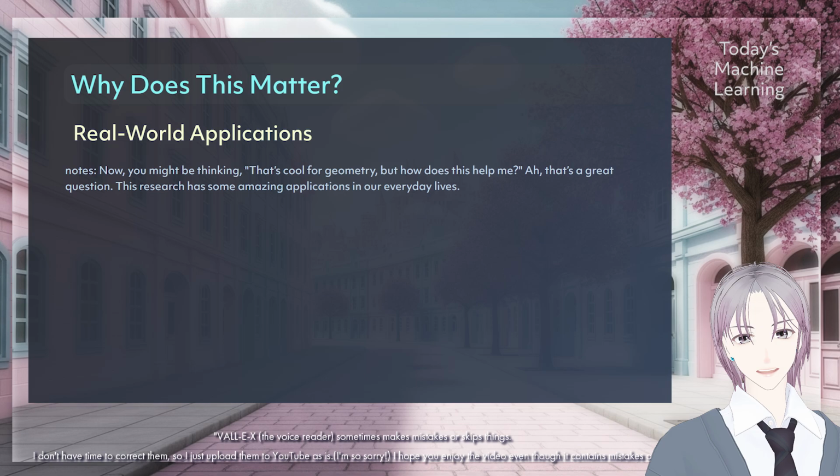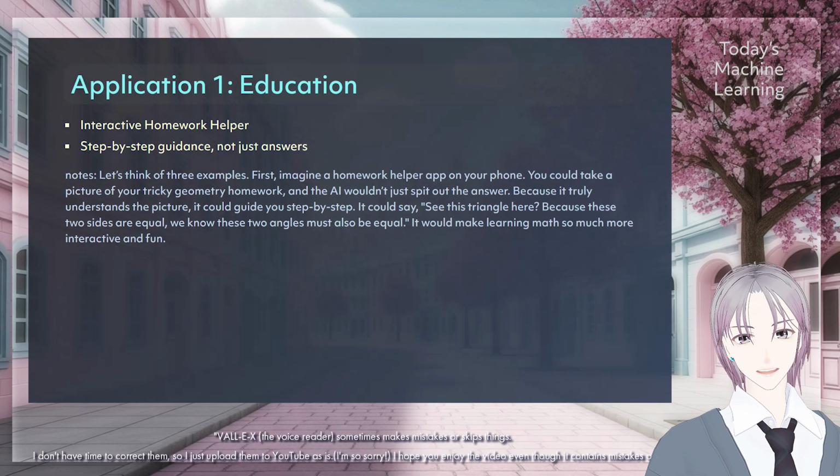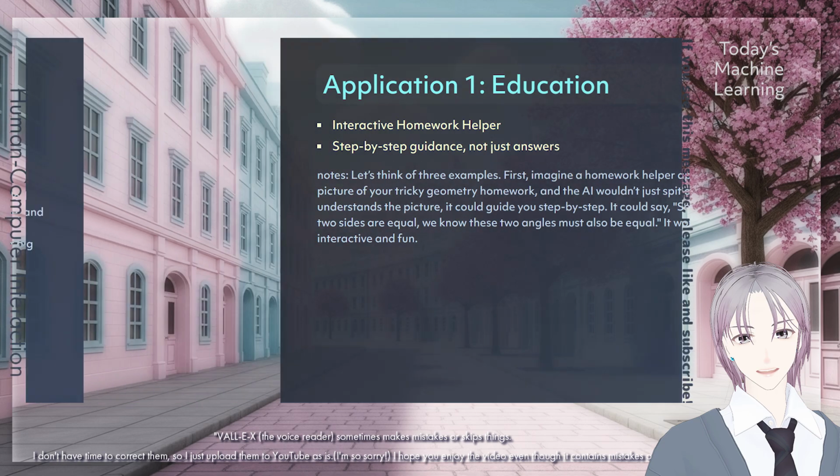Now you might be thinking, that's cool for geometry, but how does this help me? That's a great question. This research has some amazing applications in our everyday lives. Let's think of 3 examples. First, imagine a homework helper app on your phone. You could take a picture of your tricky geometry homework, and the AI wouldn't just spit out the answer, because it truly understands the picture. It could guide you step by step. It could say, this triangle here, because these 2 sides are equal, you know, these 2 angles must also be equal. It would make learning math so much more interactive and fun.